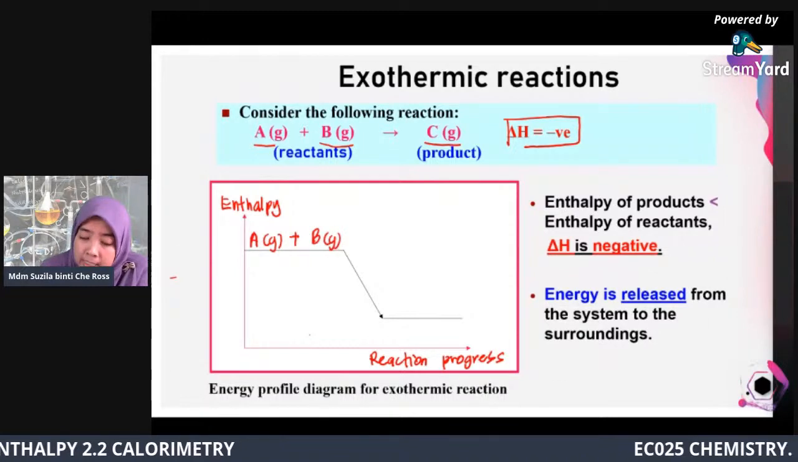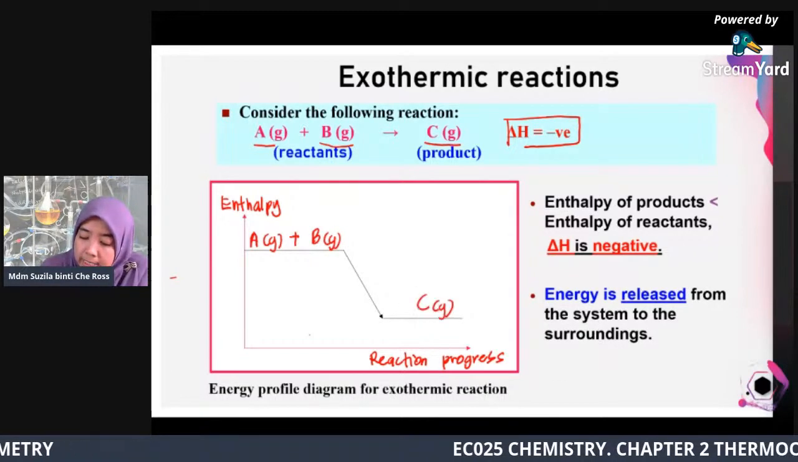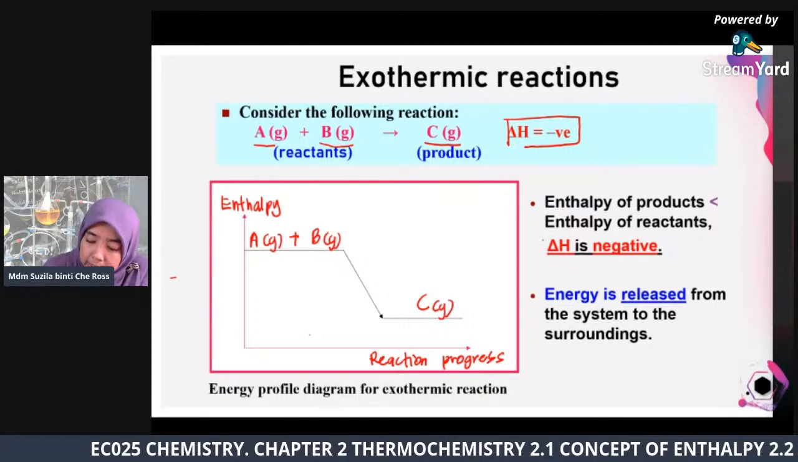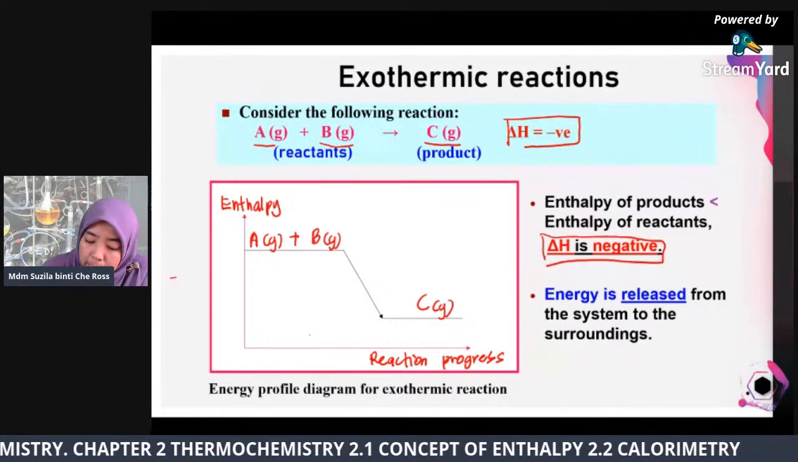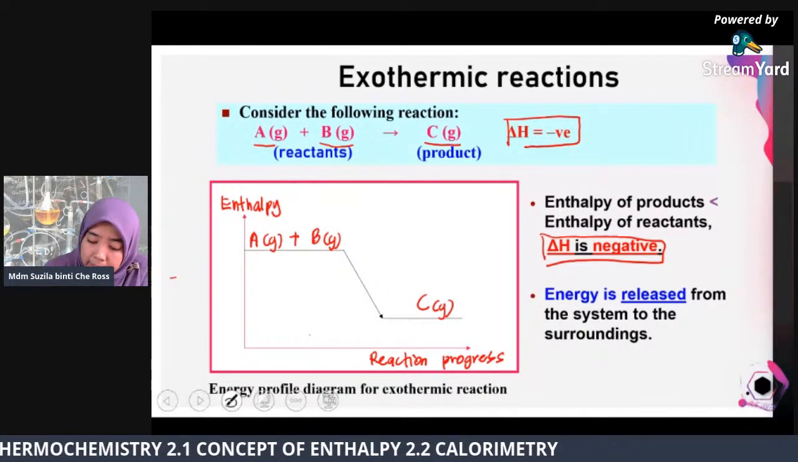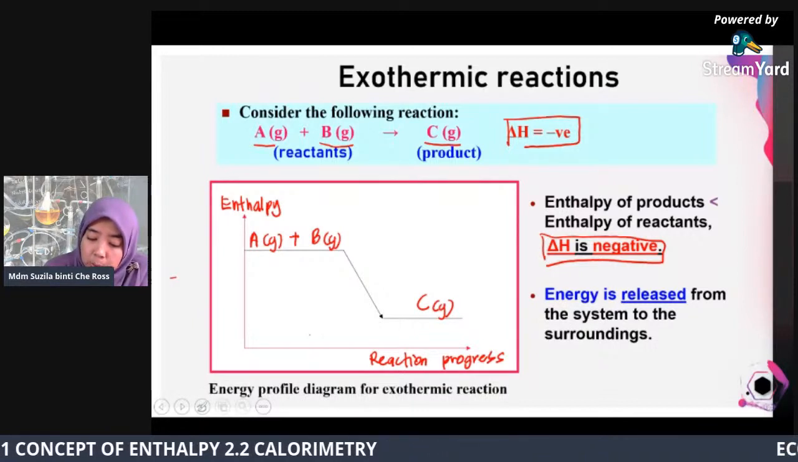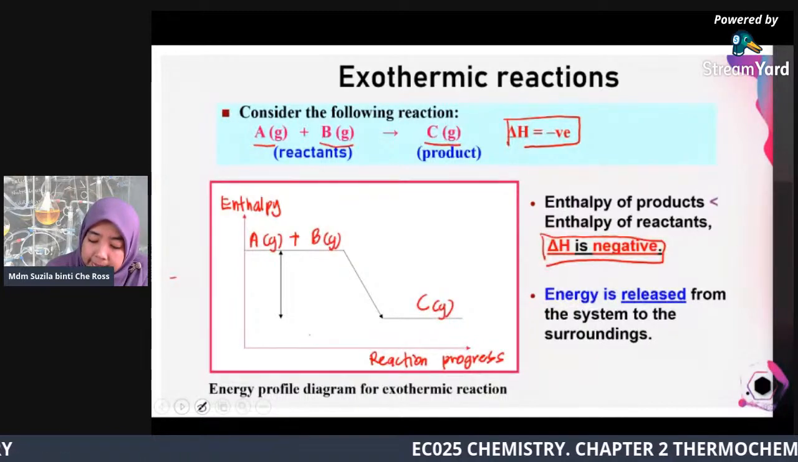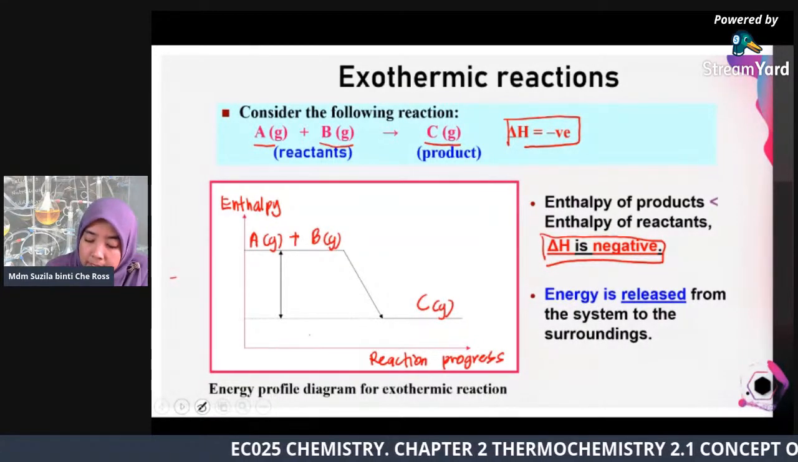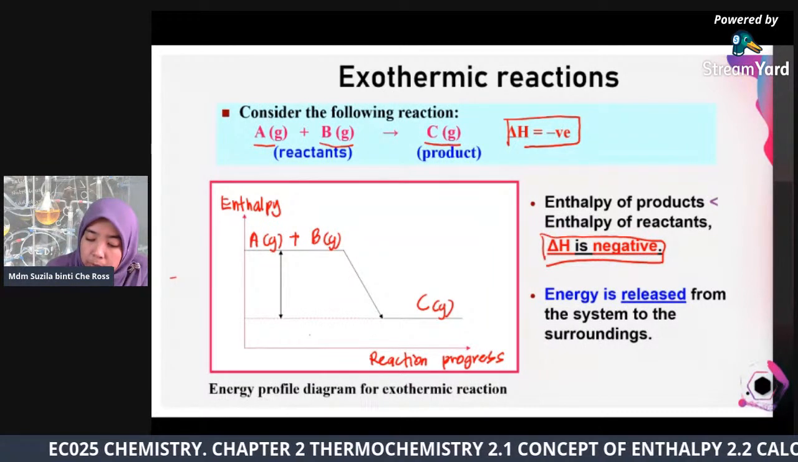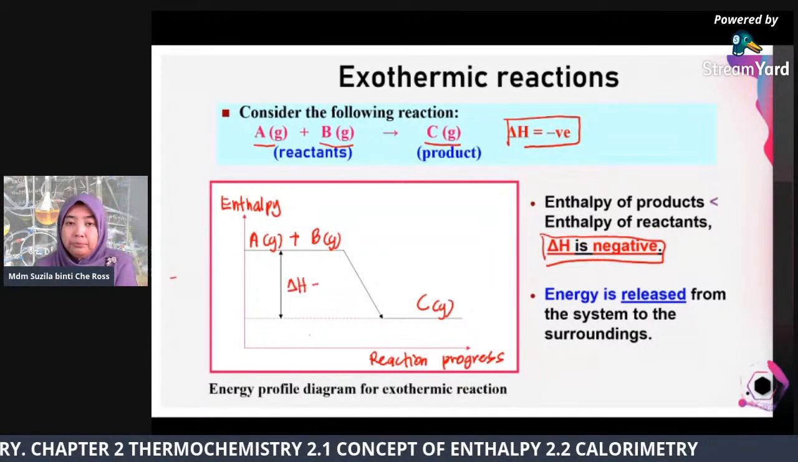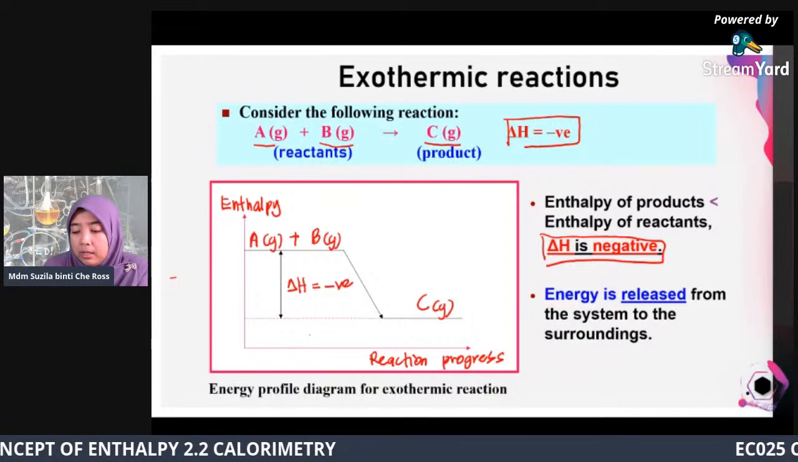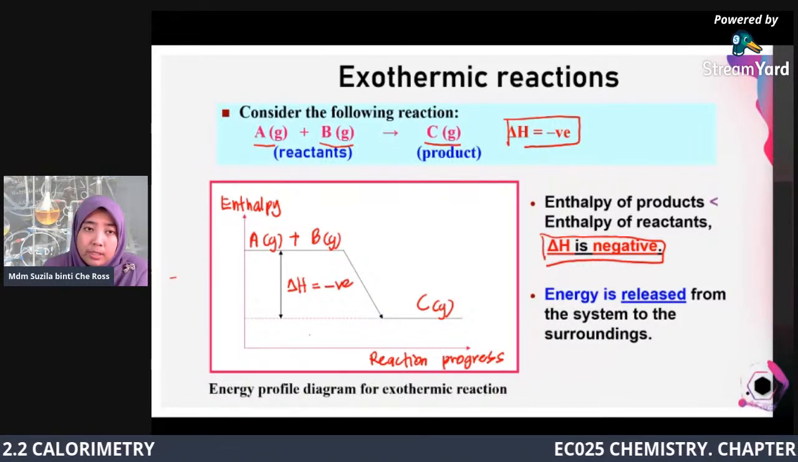So we write down the reactant and product involved, and of course we need to label the delta H. Delta H given is negative. So where is delta H? Delta H is the difference between the enthalpy of the product and the reactant. You need to label like this, show the arrow here, and label delta H equal to negative. Delta H negative refers to the energy released from the system to the surrounding.